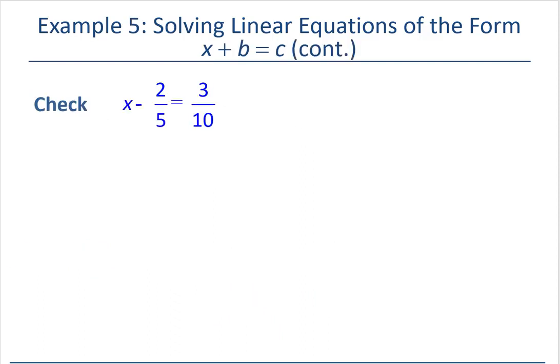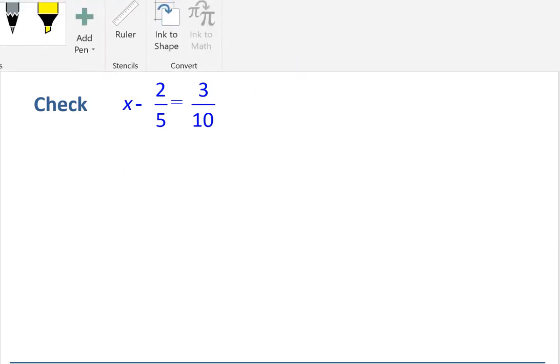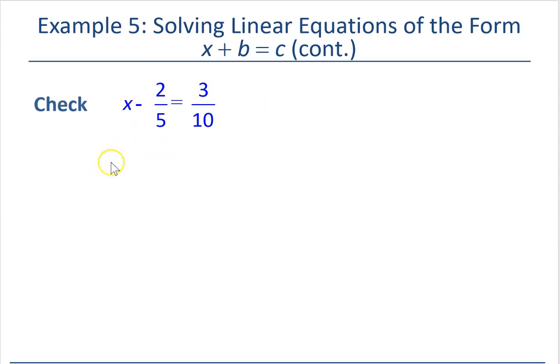Alright, we got another one here. x minus 2/5 equals 3/10. And like I said, you can go at this either way. You can try to get rid of the fractions if you want. This is a pretty straightforward and simple one. So let's just jump straight in and move the fraction to the other side.